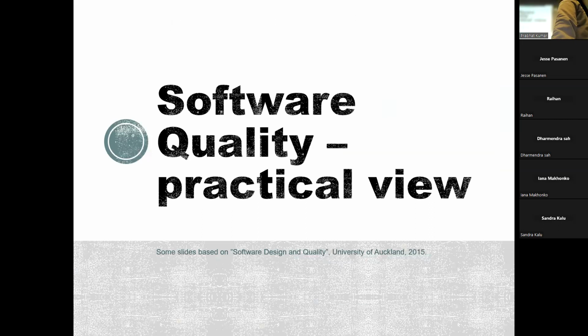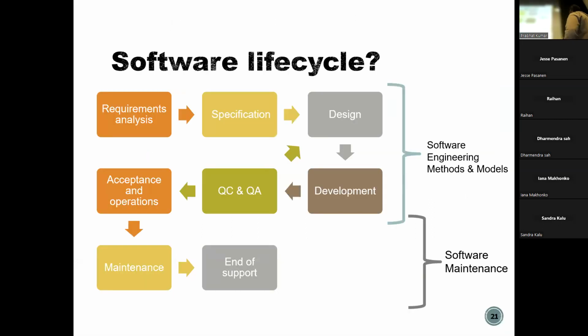So, software quality practical view. Let's see what it is. We saw that software maintenance is about the last two stages where we perform maintenance and then finally we claim whether the software has reached the end of the product or not. And the other steps come under the software development life cycle, or you can say the whole software engineering methods or models.